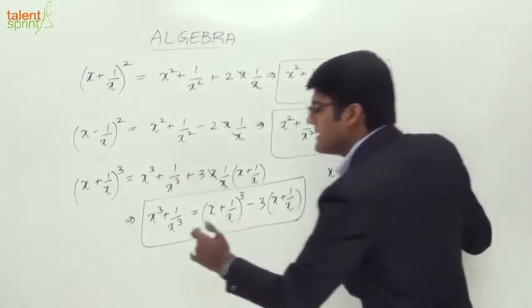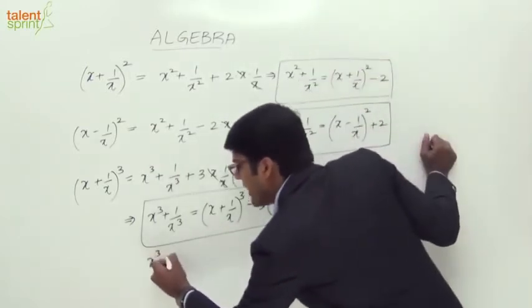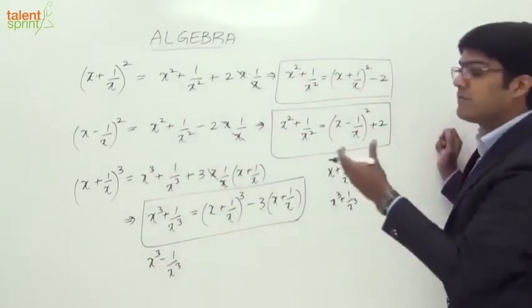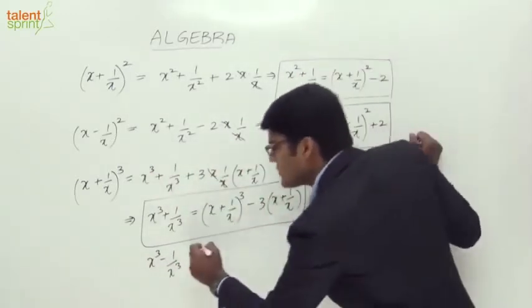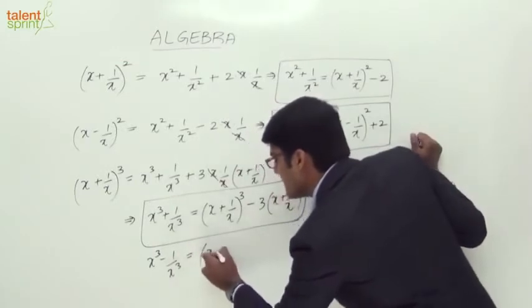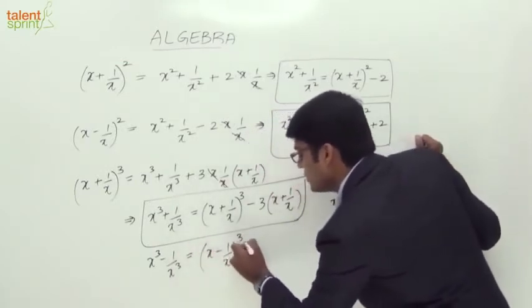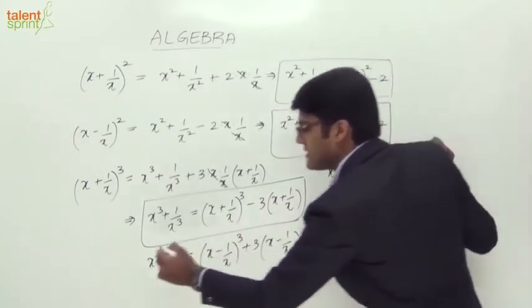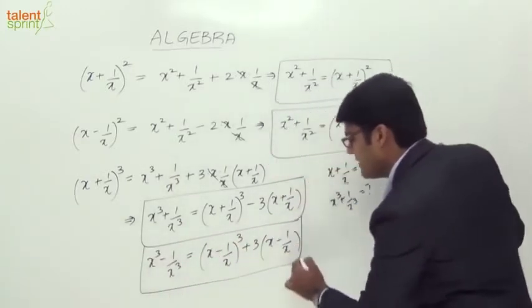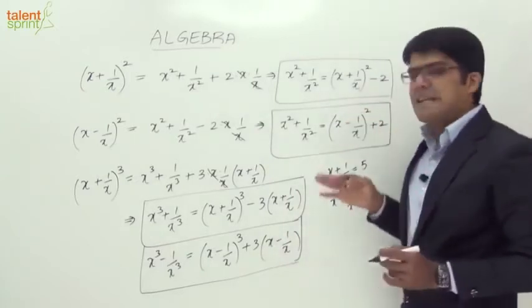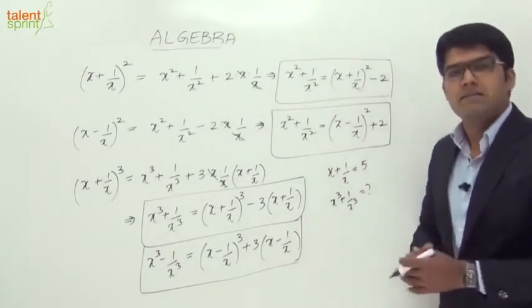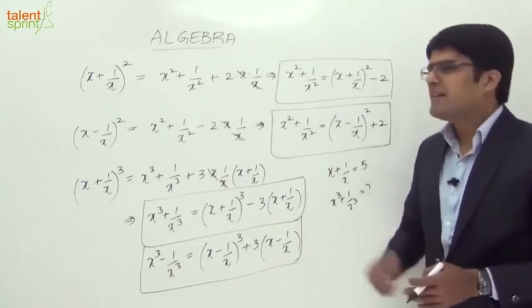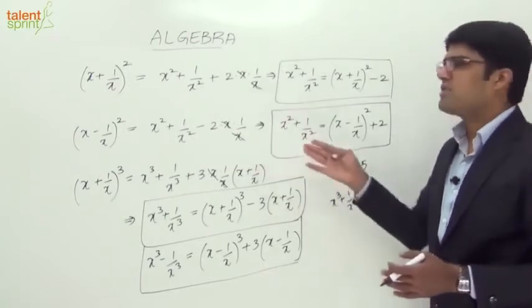And in a similar form, we can say x cube minus 1 by x cube, right? Let's say x minus 1 by x is given, and then we'll have to find x cube minus 1 by x cube. We can say x cube minus 1 by x cube equals x minus 1 by x whole cube plus 3 times of x minus 1 by x. So this is another point that we need to remember. So I think these 4 standard identities will help us solve a few types of questions much faster than the regular solution or the general expansion.